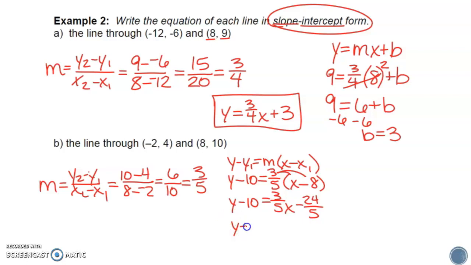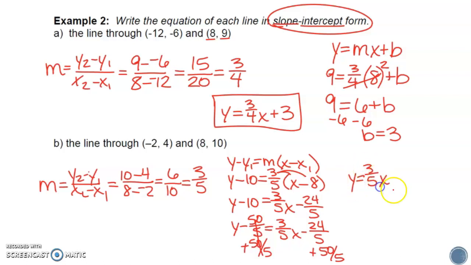So I have y minus 50/5 equals 3/5 x minus 24/5. And I'm going to add 50/5 to both sides. I'm going to find that my y is equal to 3/5 x plus 26/5. And this is my slope-intercept form.